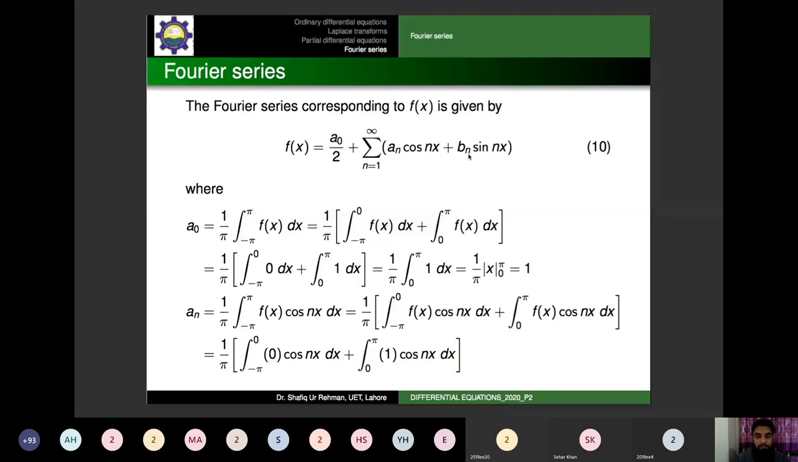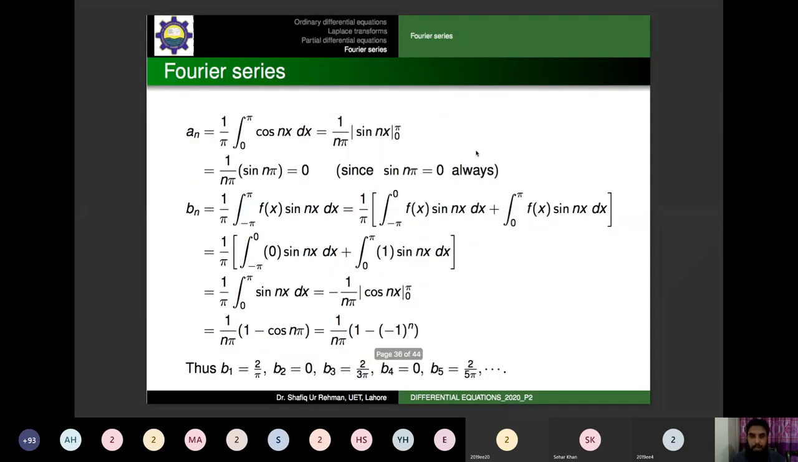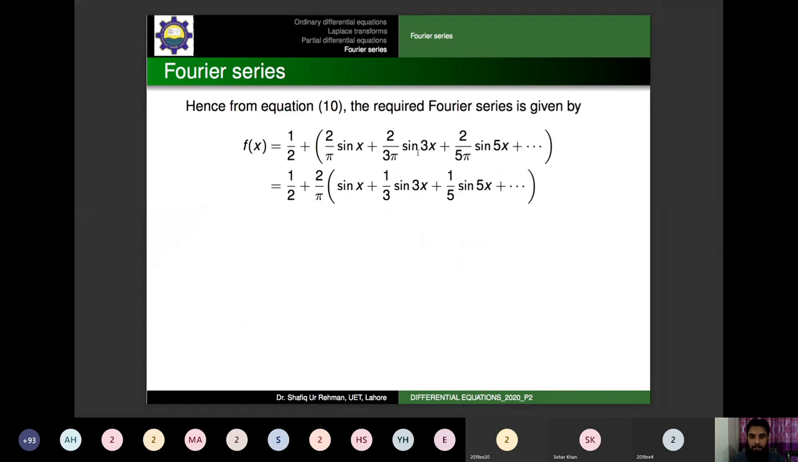And then B2 is 0. B2 sine of 2x is 0. B3 is 2 by 3 pi sine 3x, plus B4 is 0, and B5 is 2 by 5 pi sine 5x, and then so on. So we can also take 2 by pi common. So this is how we will be having this infinite series. It's very systematic, you see that?